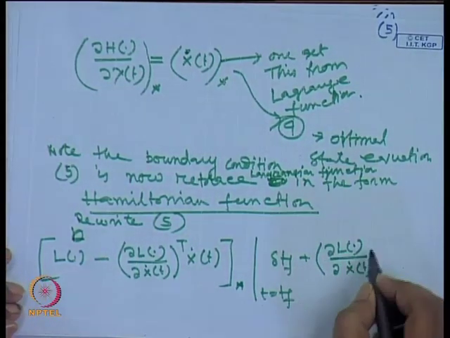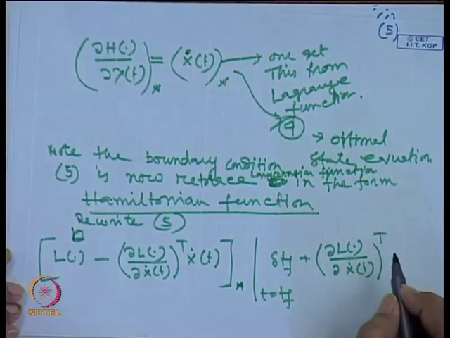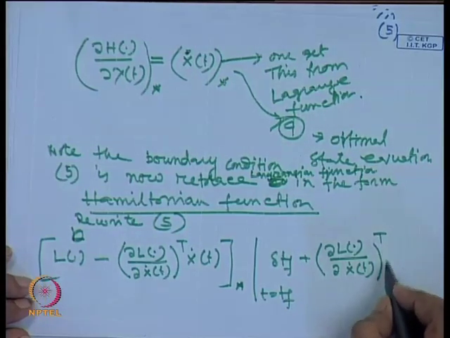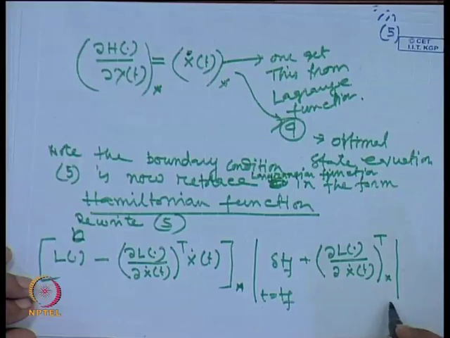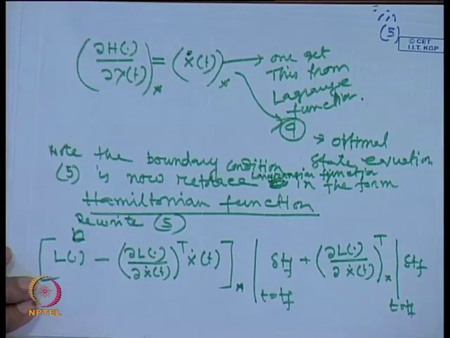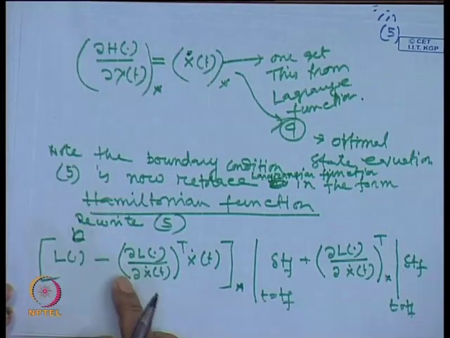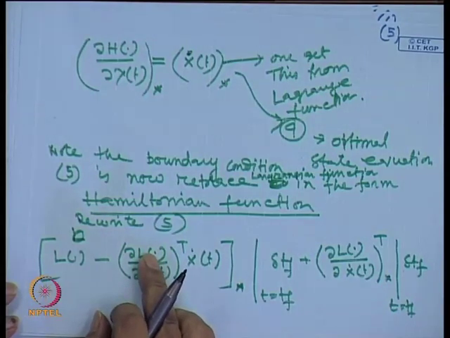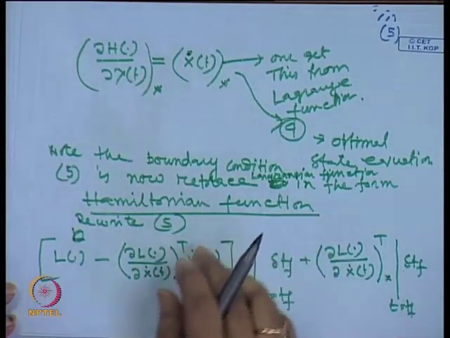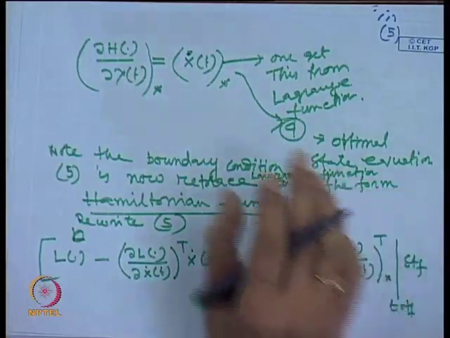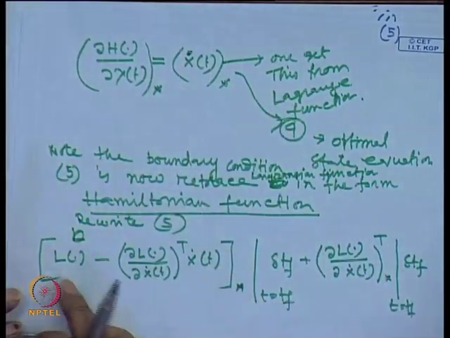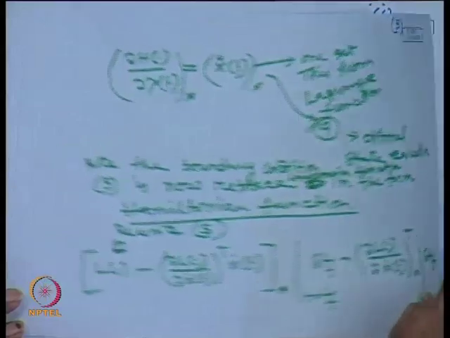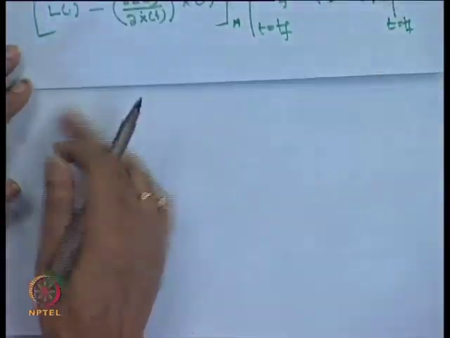Del x dot whole transpose, then star t is equal to t f, delta t f. Now see this one, our expression for that. L is our Lagrangian function expression, H plus. So if you write this one, you just see what we are writing for L.